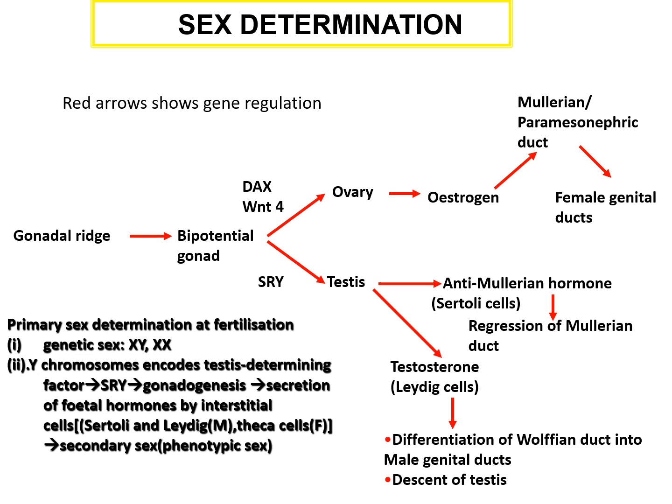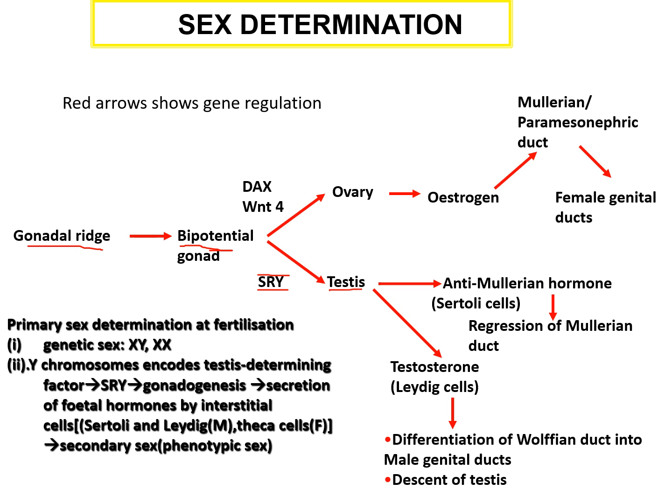So we have a gonadal ridge. We have a bipotential gonad. Bipotential means it can form a testis or an ovary. But let us follow if the chromosomes of the baby are XY. So we have the SRY region, and this bipotential gonad will be a testis.